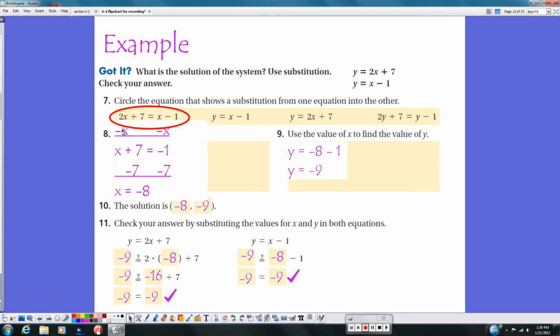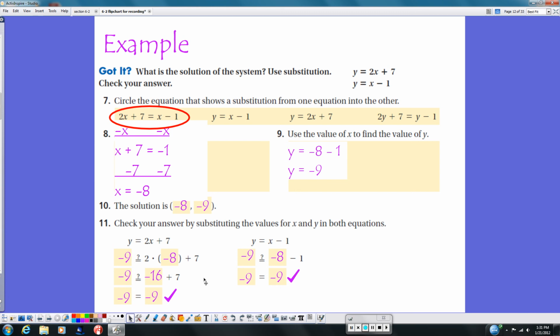Once we do that, we need to get letters on one side, numbers on the other side. So subtract x from both sides to get x plus 7 equals negative 1. Subtract 7 from both sides to get x equals negative 8. Once we know one value, we go back to our original equations and substitute in the negative 8 for x. I chose to use the second equation, so y equals negative 8 minus 1, y equals negative 9. So the solution should be negative 8, negative 9.